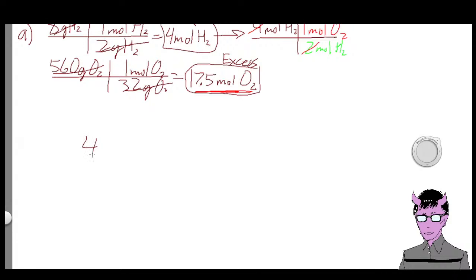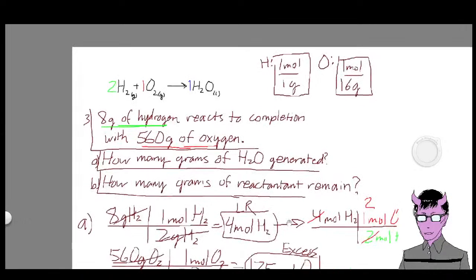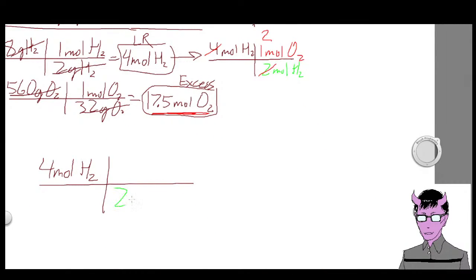So start off with 4 moles. Since we know we're going to use up all 4 moles of hydrogen, according to the recipe, 2 to 1, there's the hydrogen, and then it's going to generate 1 mole of H2O.